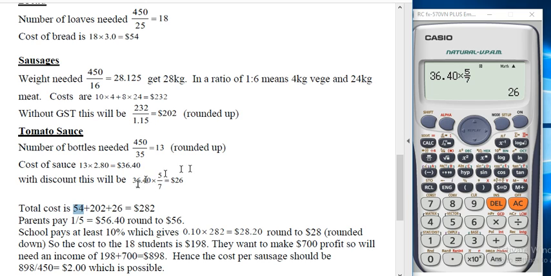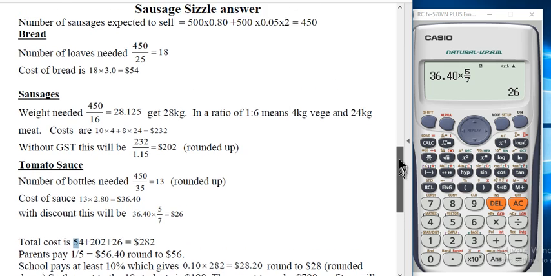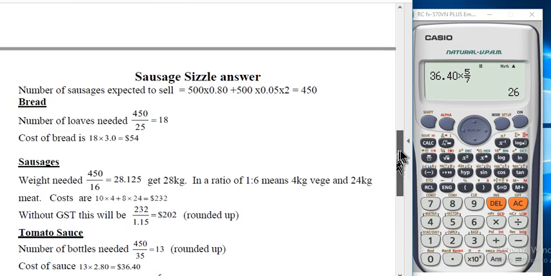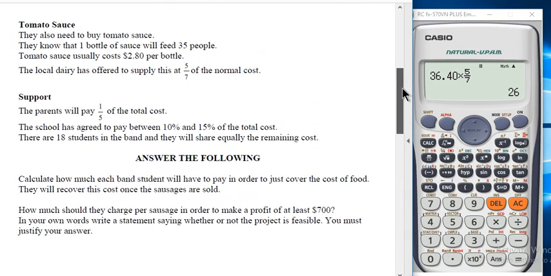Alright, so total cost is going to be what we had originally for the, sorry, whoops, no, this is bread, sorry. Originally $54 for the bread, and then after the butcher gave us a discount, the sausages were $202, and then after we got a bit of a discount as well, we only had to pay 5/7 for the cost of the tomato sauce, so that was $26, and altogether with all of those added, you add them together and you get $282.